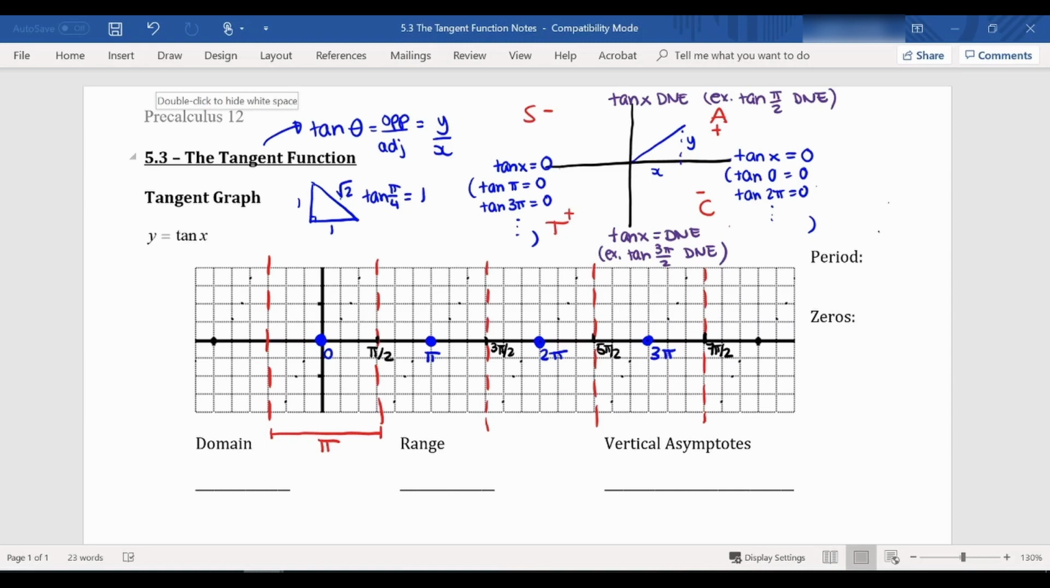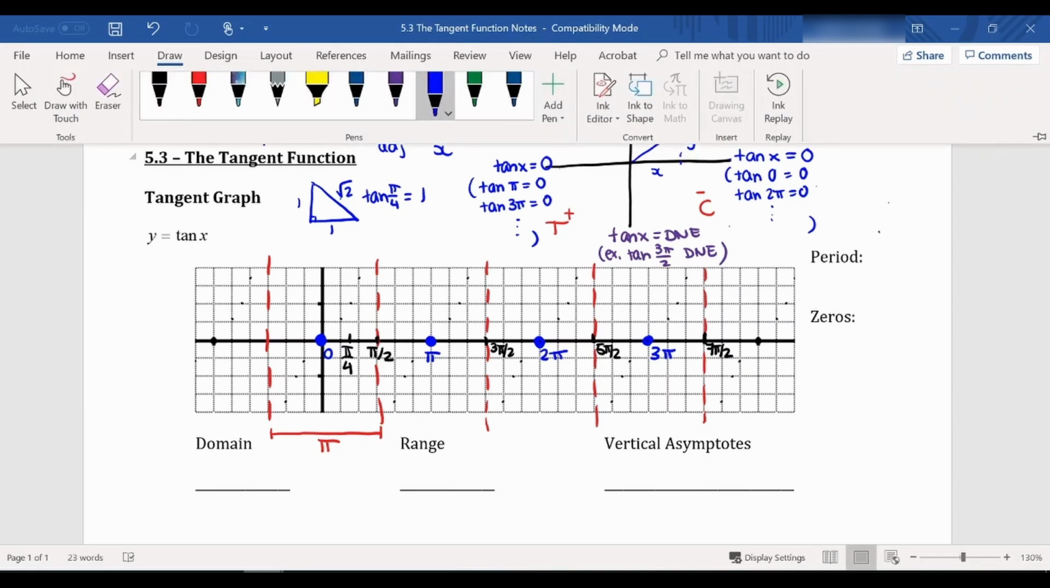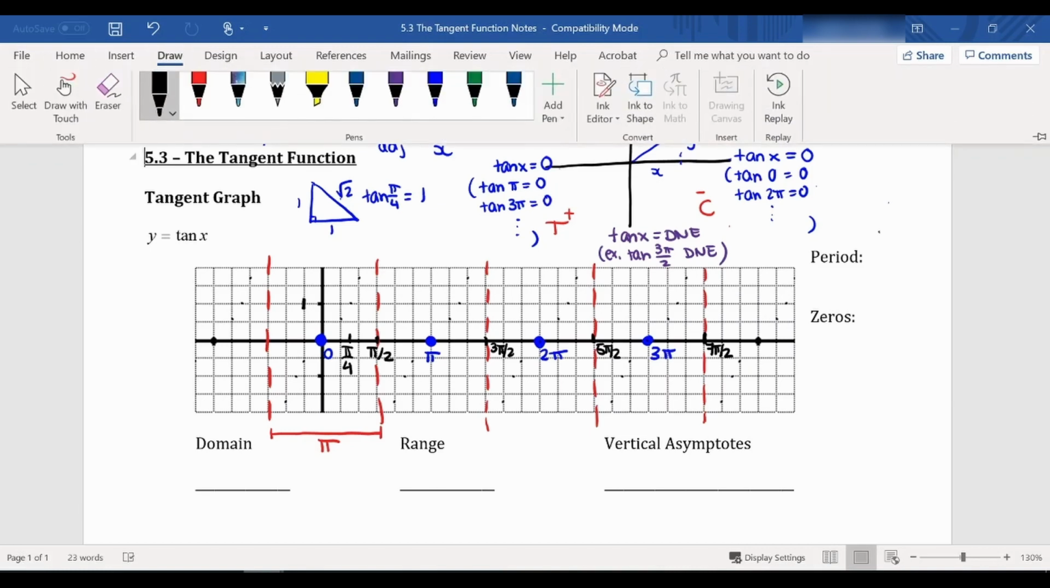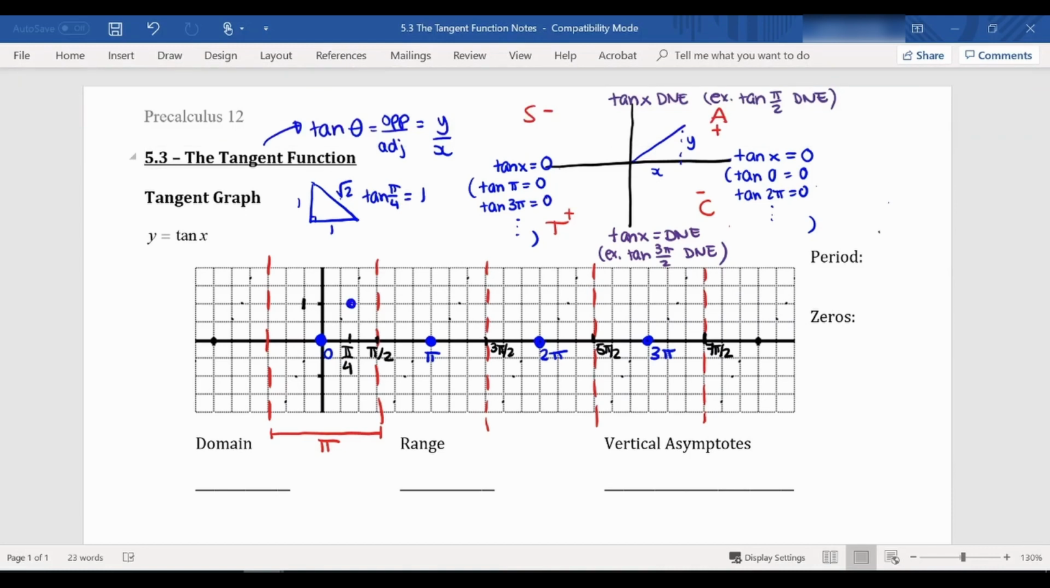So I know that pi over 4 is halfway between 0 and pi over 2. Pi over 4 will be here. And so that's going to help us with our 1 point. So we're going to have a point with a y value of 1 and an x value of pi over 4. And this will happen on every single cycle. Halfway between the center point and the asymptote to the right, halfway between there, you will have a point at y equals 1.